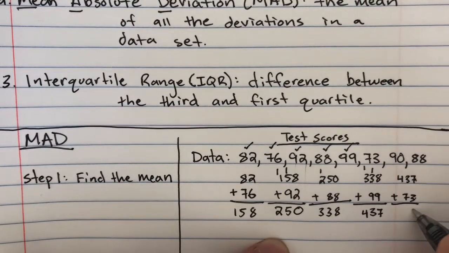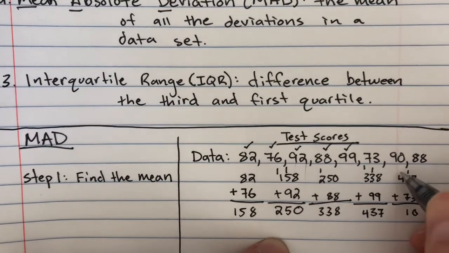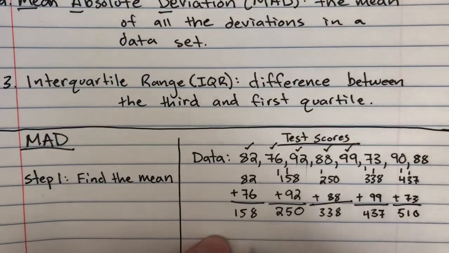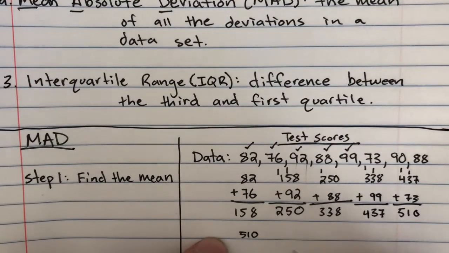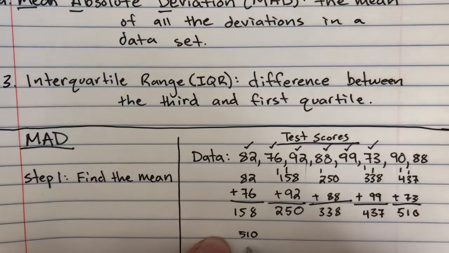3 plus 7 is 10. 7 plus 3 is 10, plus 1 is 11. 4 plus 1 is 5. I'm going to come down here and continue. I would do that 510. And now I'm going to add 90 to it.